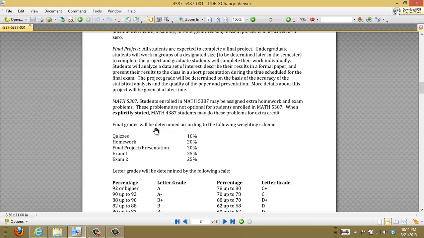So Math 5387 students, the students who are taking this class as a graduate level class, may also be assigned extra homework and exam problems, or have more difficult exam problems and more difficult homework problems. It's a graduate level class, so expect to have to work a little bit harder than the undergraduate students. And when explicitly stated, the Math 4387 students can also do these problems for extra credit. However, if I don't say it, then don't do these problems, because you won't get any grade benefit from them. You may get moral benefit, I suppose, or learning benefit, but you're not going to improve your grade at all.